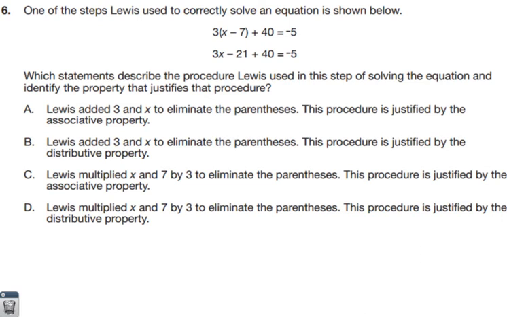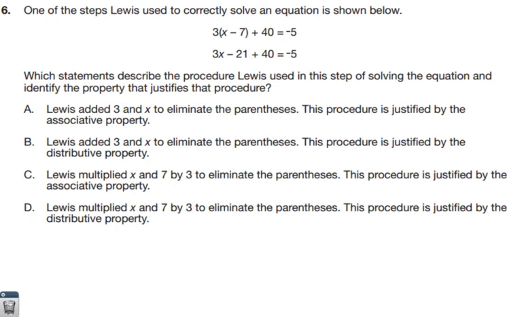Number 6, another quick one, hopefully. They talk about Lewis doing some math, and you have to identify the property that was used, right? Let me just double check the reading. Why the double question here? Which statements describe the procedure Lewis used instead of solving the equation, and identify... Oh, because they described the adding or multiplying. Yeah, okay. Well, it's definitely which property, right? I hope you can see that this should be one of the easier questions on a Keystone exam.